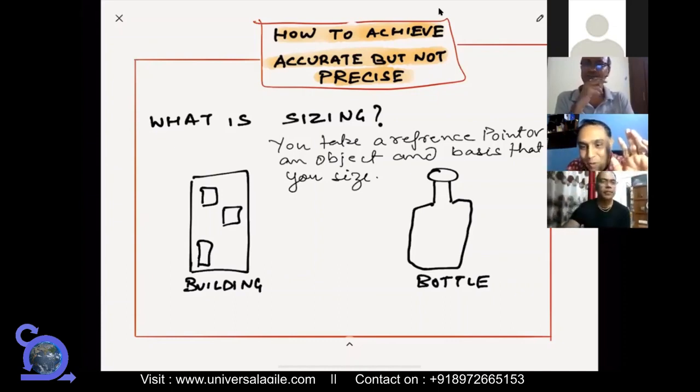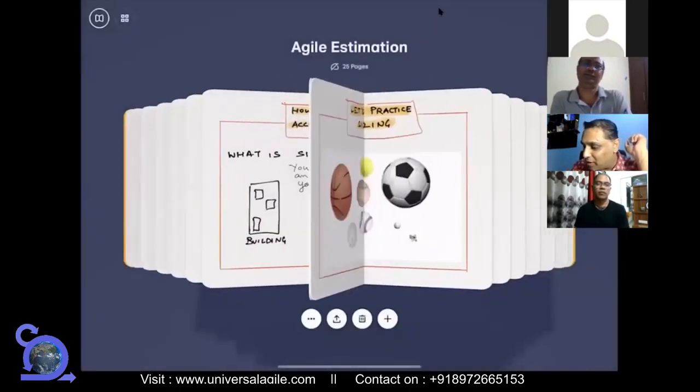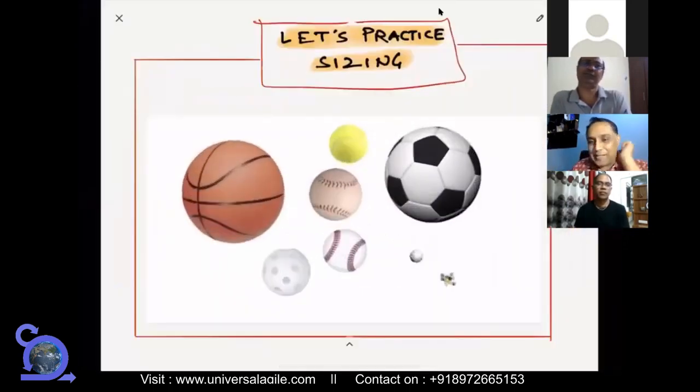What do we mean by accuracy rather than precision now? Precision would have been, we would have taken a scale first, or we would have literally spent a project to measure it with inches, centimeters, and things like that. Right? Clear now, everybody? Okay, cool. Very good. So with this thought process, let's practice sizing now.